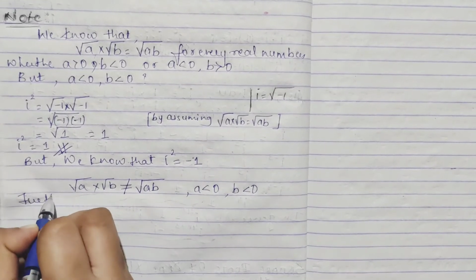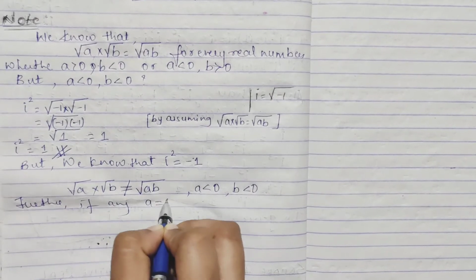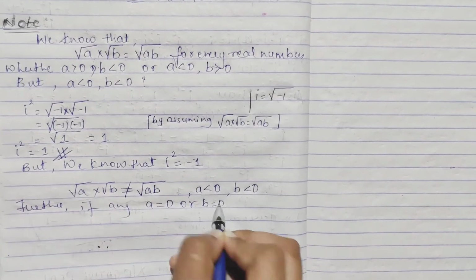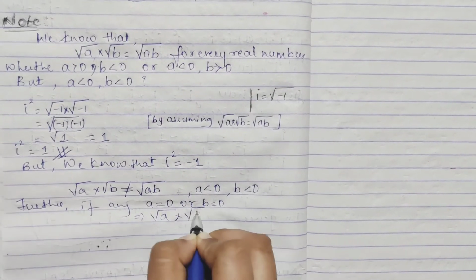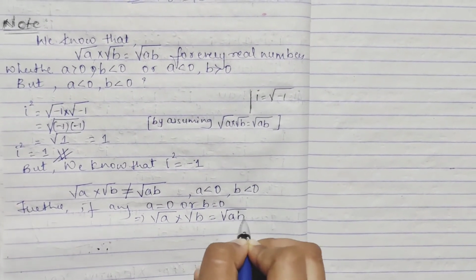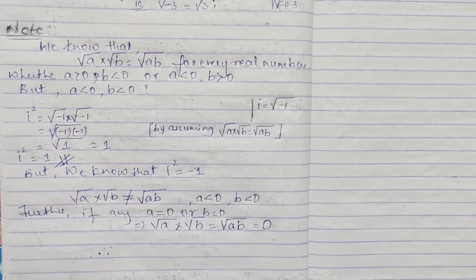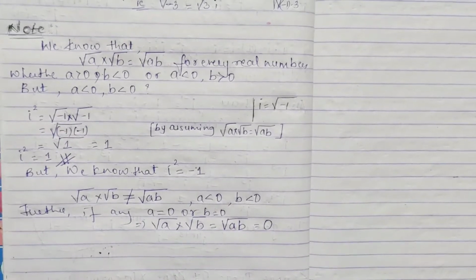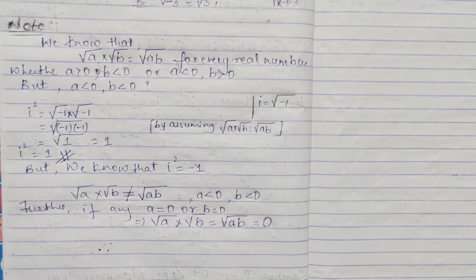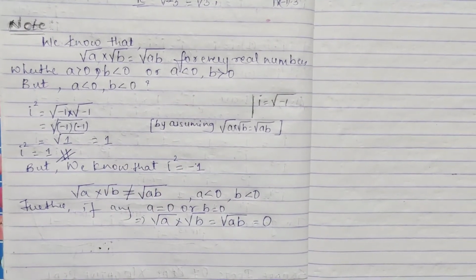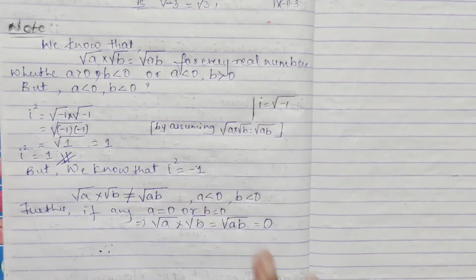But further, if a is equal to 0 or b is equal to 0, then root a into root b is definitely equal to root ab. Why? Because this will be equal to 0. Okay, so just pause the video to note it down. It is just for your understanding, because we might use it in problems, or I may suddenly write it, and at that time you may get confused. So I just showed you with an example.